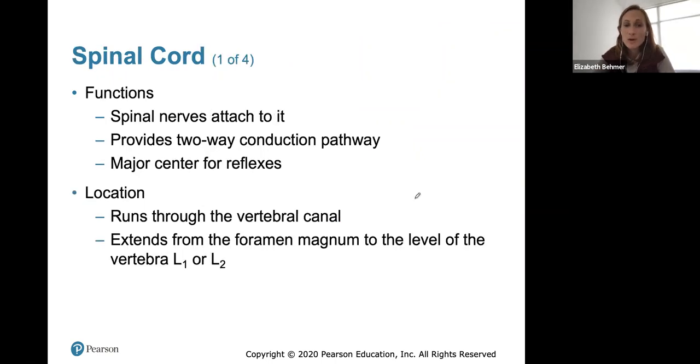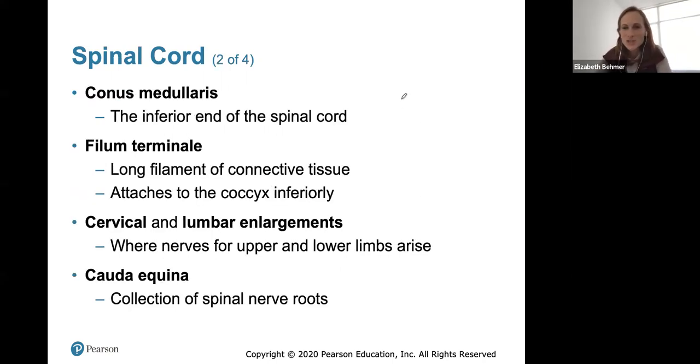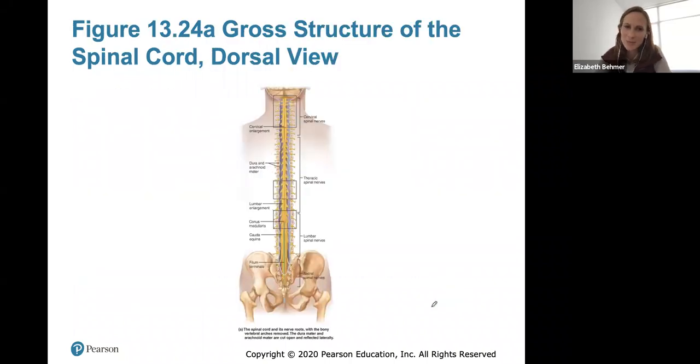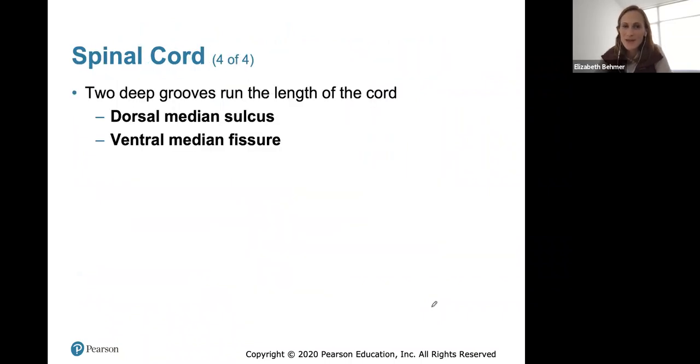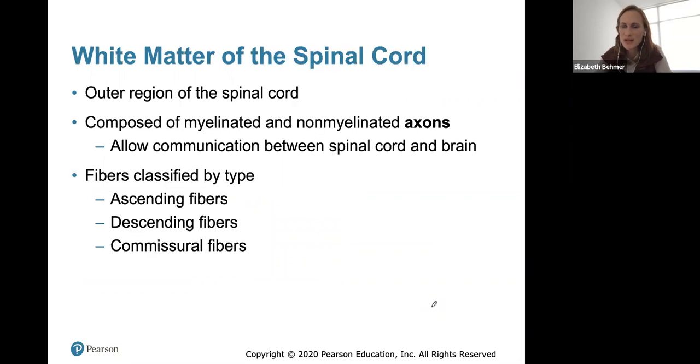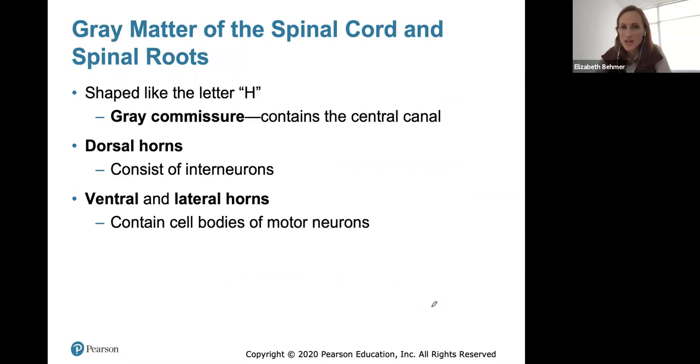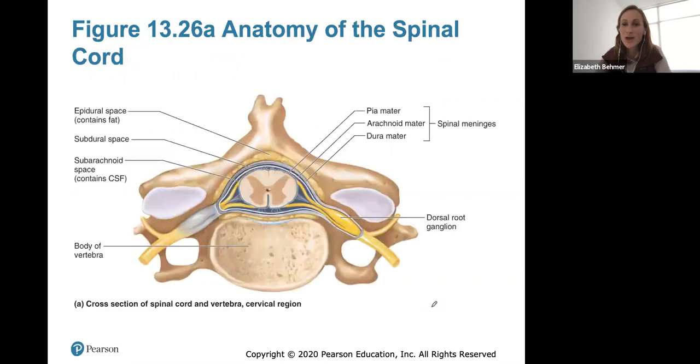As for the functions of the spinal cord, spinal nerves are attached to it. It provides a 2-way conduction pathway, and it's the major center for reflexes. The spinal cord runs through the vertebral canal, extending from the foramen magnum to L1 and L2. You should know these basic anatomical features of the spinal cord, and you can see them labeled there. These are the spinal cord segments with the spinal nerves coming off of them. The spinal cord has 2 deep grooves running through it. There's white matter that contains different fibers. The gray matter is in the shape of an H with dorsal and ventral horns. So understanding a picture like this is very important as well.